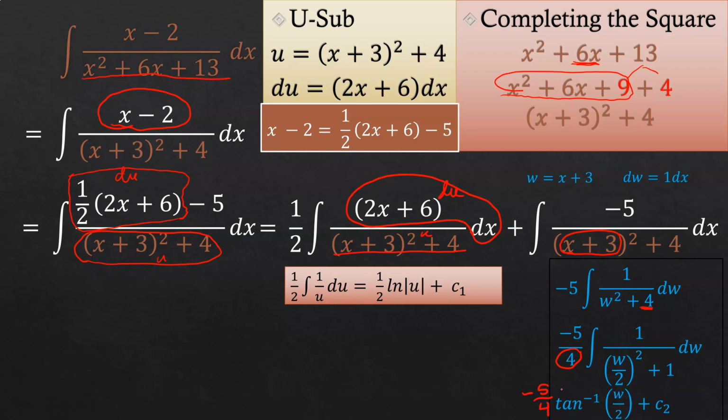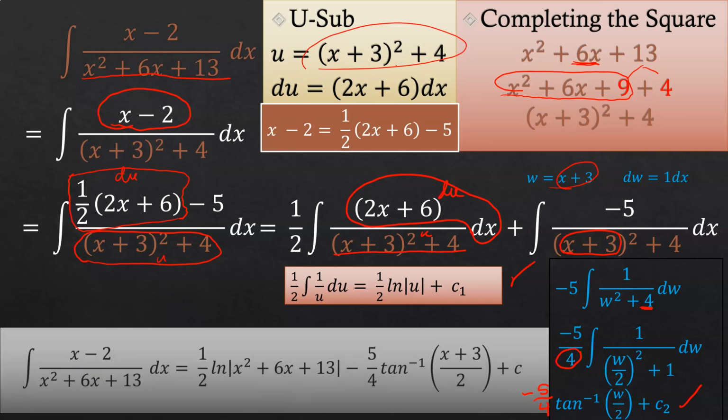Okay, so yeah, so we finished. Plus some constant c, the second constant. So if we combine this part and this part together, substitute back our x's, we will get our final answer. So therefore, the final answer is 1/2 ln of u, which that is u right there, minus 5 over 4 inverse tangent of w over 2, and that is w over 2 right there, plus some constant c. And that is it.